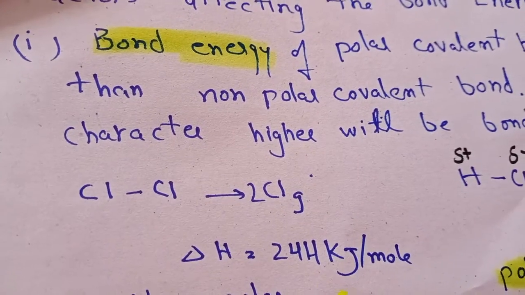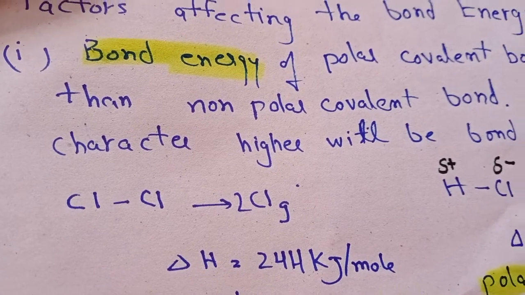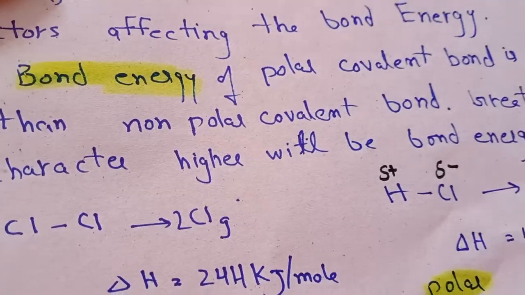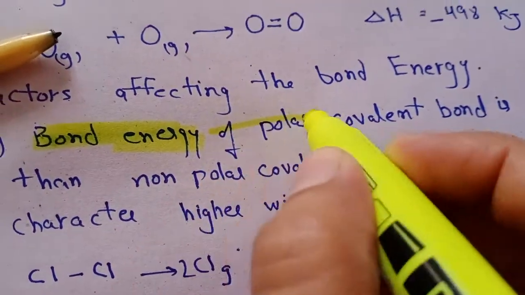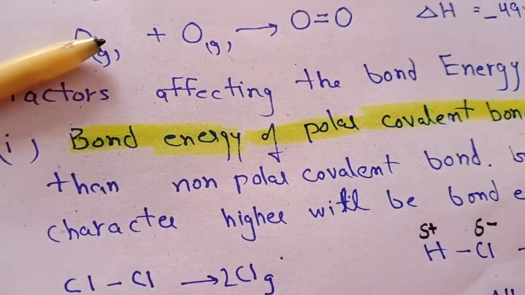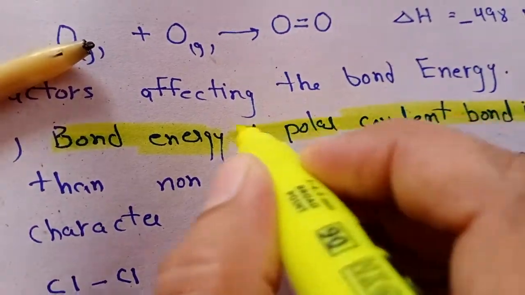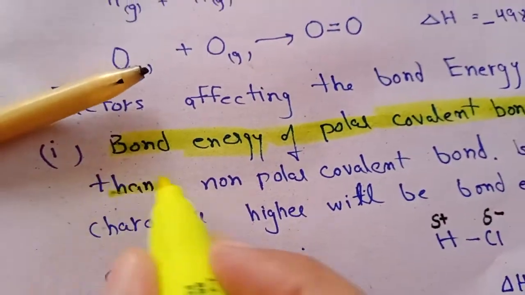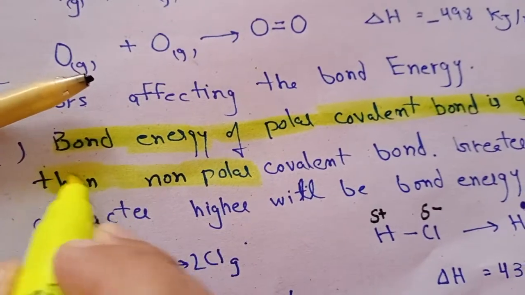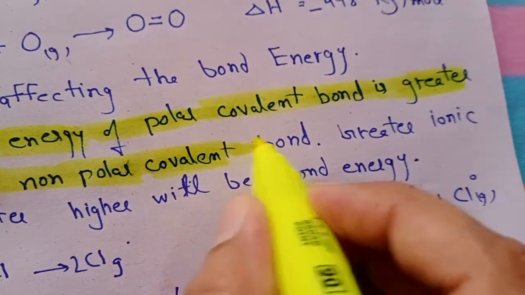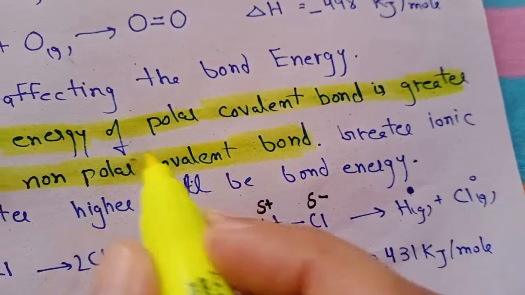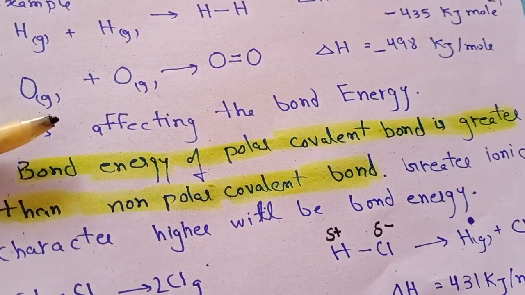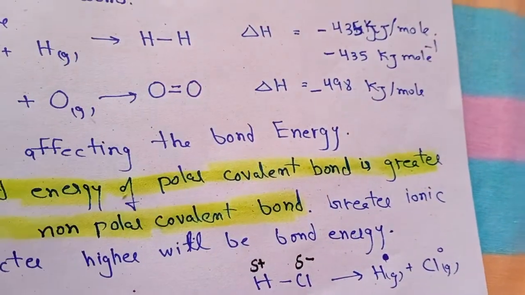So if there is an ionic character present in the covalent bond, there will be a higher bond energy. The bond energy of a polar covalent bond is higher than non-polar. This is the first point you must understand. In covalent bonding, if the bond is non-polar, the bond energy will be less. If the bond is polar, the bond energy will be higher.